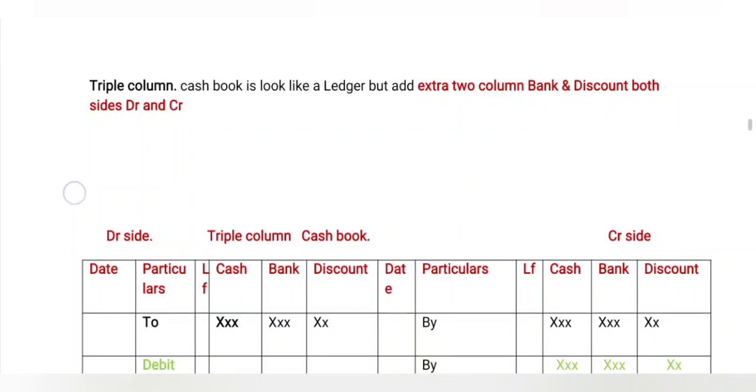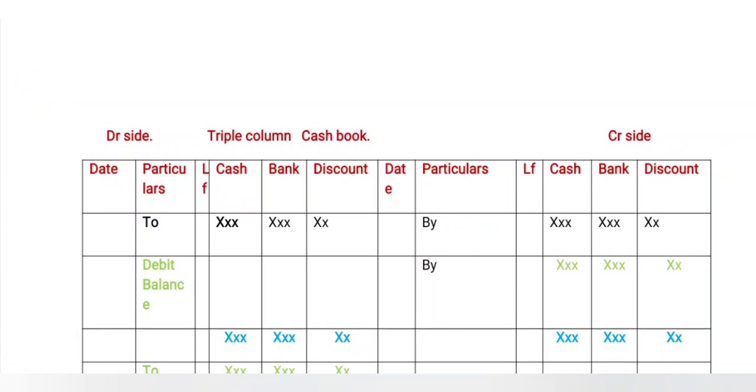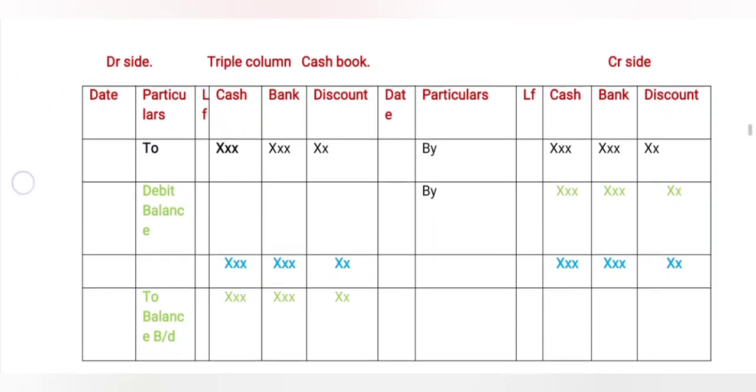Now we are coming to an important topic, the triple column cash book. The cash book is also T shaped, like a ledger, but with two extra columns: one is the bank column, another is the discount column. Here we come to the proforma of the triple column cash book, with the same columns on the debit and credit sides: date, particulars, ledger folio, cash, bank, discount. The discount on the debit side is discount received, and on the credit side it is discount allowed.